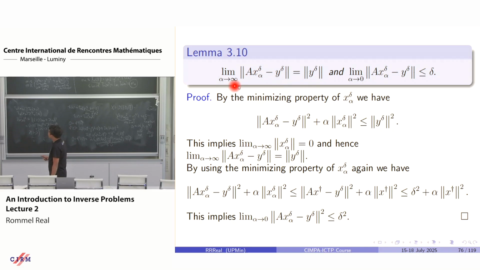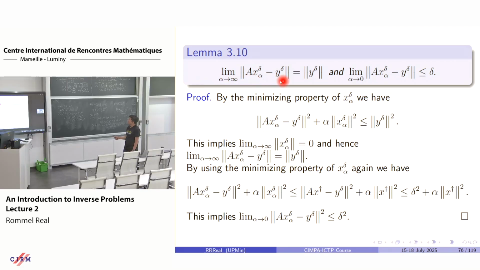If you look at the residual of the regularized solutions, if you take the limit as alpha grows, then you will just get the norm of y delta. And if you take the limit as alpha decays, then the limit must be bounded above by the noise level. Now, how does it work? It looks like this.